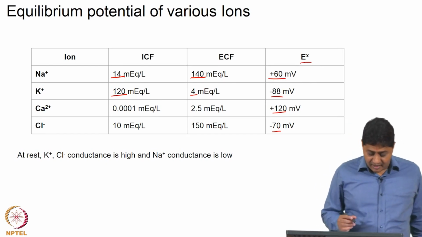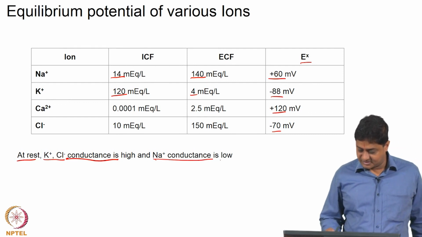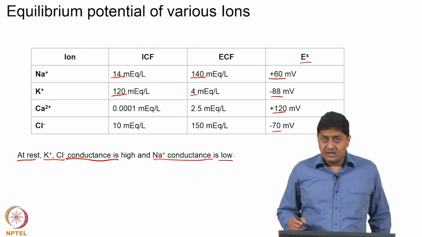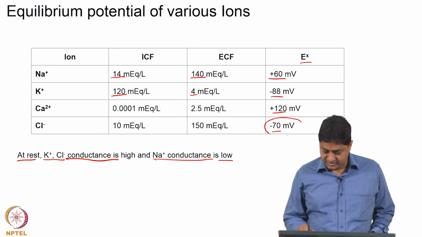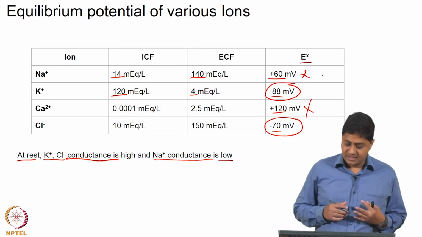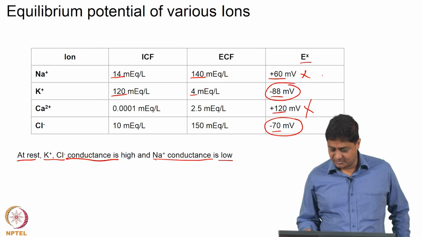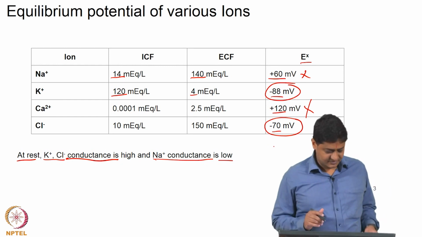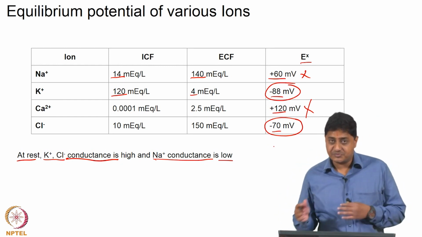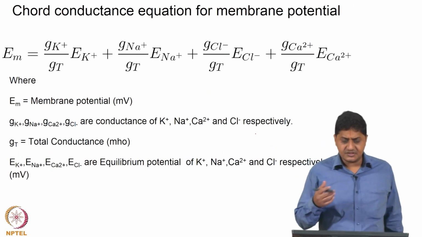This is something that we saw, and the following is true: at rest, potassium and chloride conductance is relatively high and sodium conductance is relatively low, and that makes sense. So usually the membrane potential is closer to those values, but not exactly those values. In other words, the membrane potential is closer to minus 70 or minus 88 millivolts. So that means that these conductances are higher at rest, right. What happens at off-rest periods is of interest for us, but at rest this is the situation. And we also saw where this comes from.